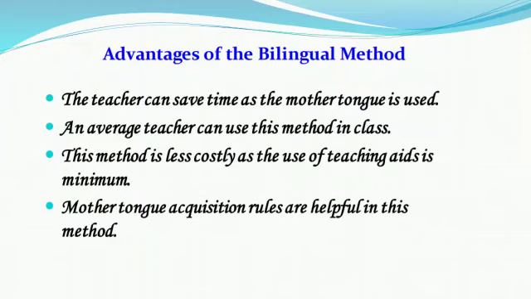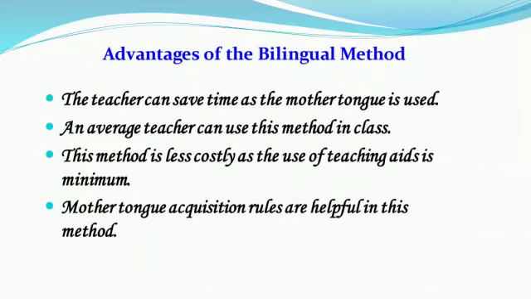Understand? Also it makes use of linguistic habits formed during learning the mother tongue. So when you look here, the last point, mother tongue acquisition rules are helpful in this method. That means the meaning of English sentences and words are explained in the mother tongue. Understand? The meaning of the English sentences and words are explained in the mother tongue, so it will make it clear to the students. Understand all of you? That is, the mother tongue acquisition rules are helpful in this method.